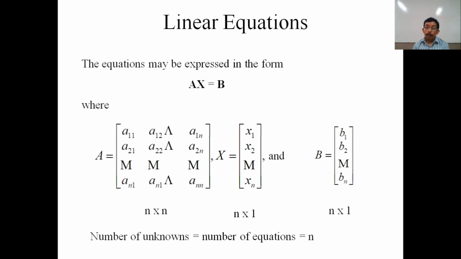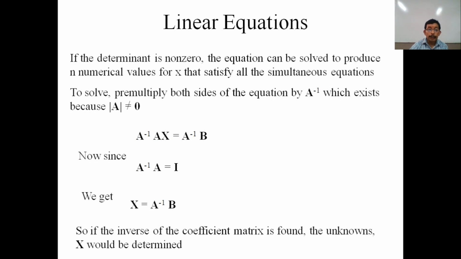Is it clear, everyone? The equation is in the form AX = B, where A is the coefficient matrix of the equation, and X is the unknown values of the equation. For n unknown values, the column matrix represents X, and B is the constant values given on the right hand side of the equation. It is clear. Now we solve this type of equation.